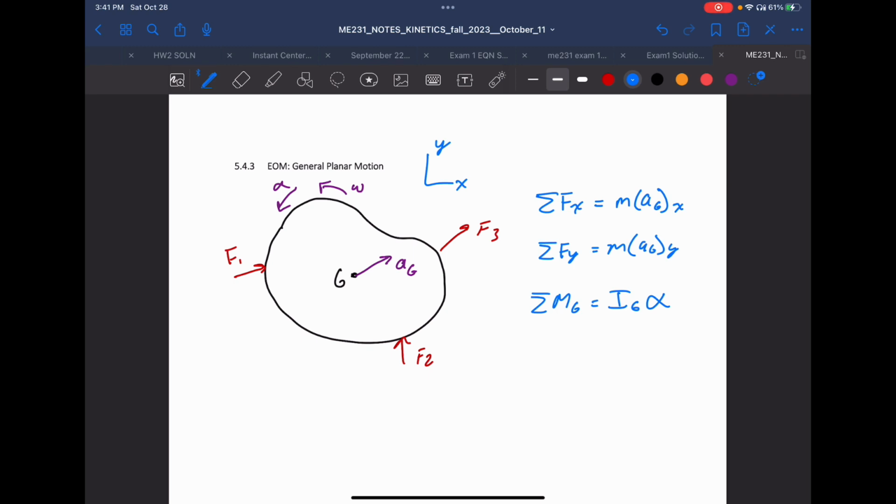Once we get into solving some problems, you'll see how some of the planar kinetics comes into play to be able to solve more complex problems than a simple translating, rotating part. But we'll get to that in the examples here shortly.